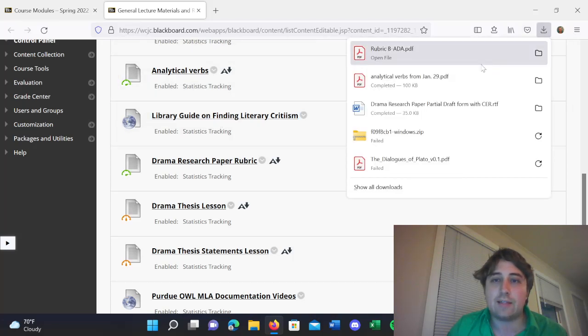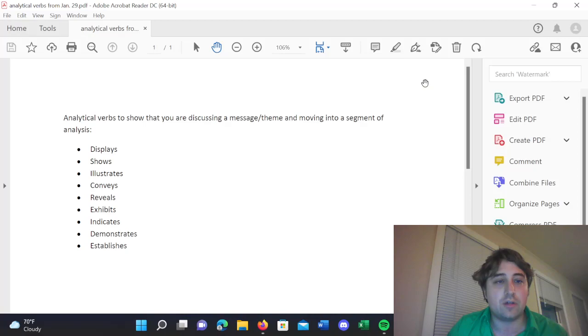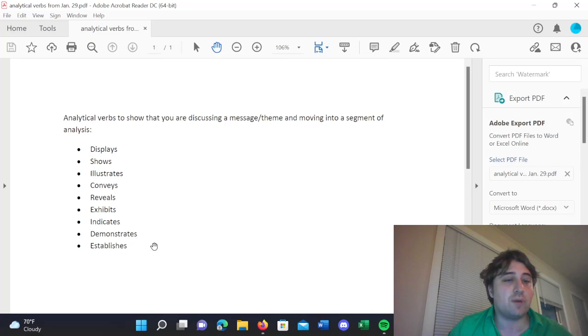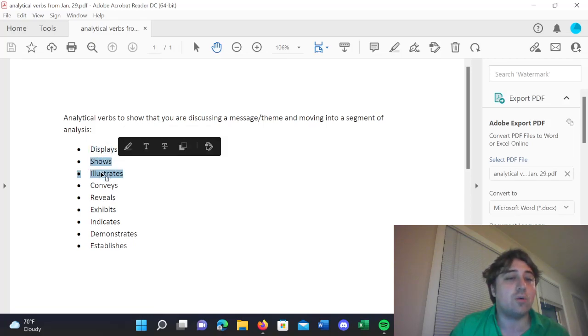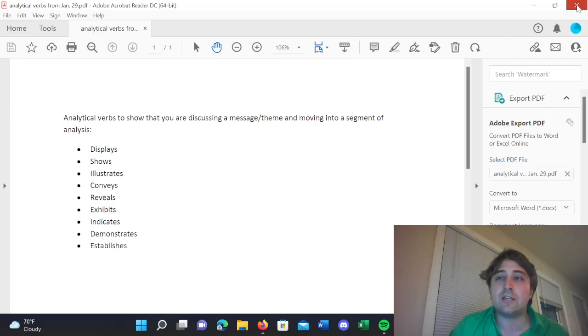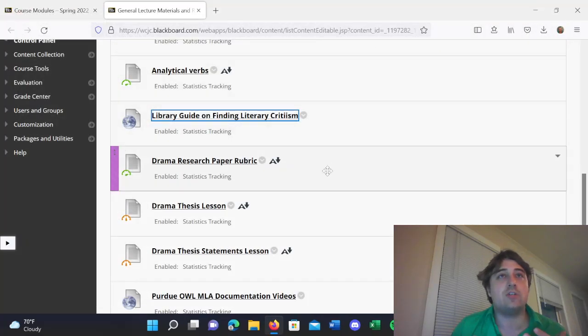So let's look at this analytical verb chart. So we already discussed this one. These are just verbs you might use when analyzing, right? What does the quote display? What does the quote show? What does it illustrate? When you're discussing literature, you want to use those analytical verbs because you're trying to use devices from the work, from the primary source, to show something about the theme, right?